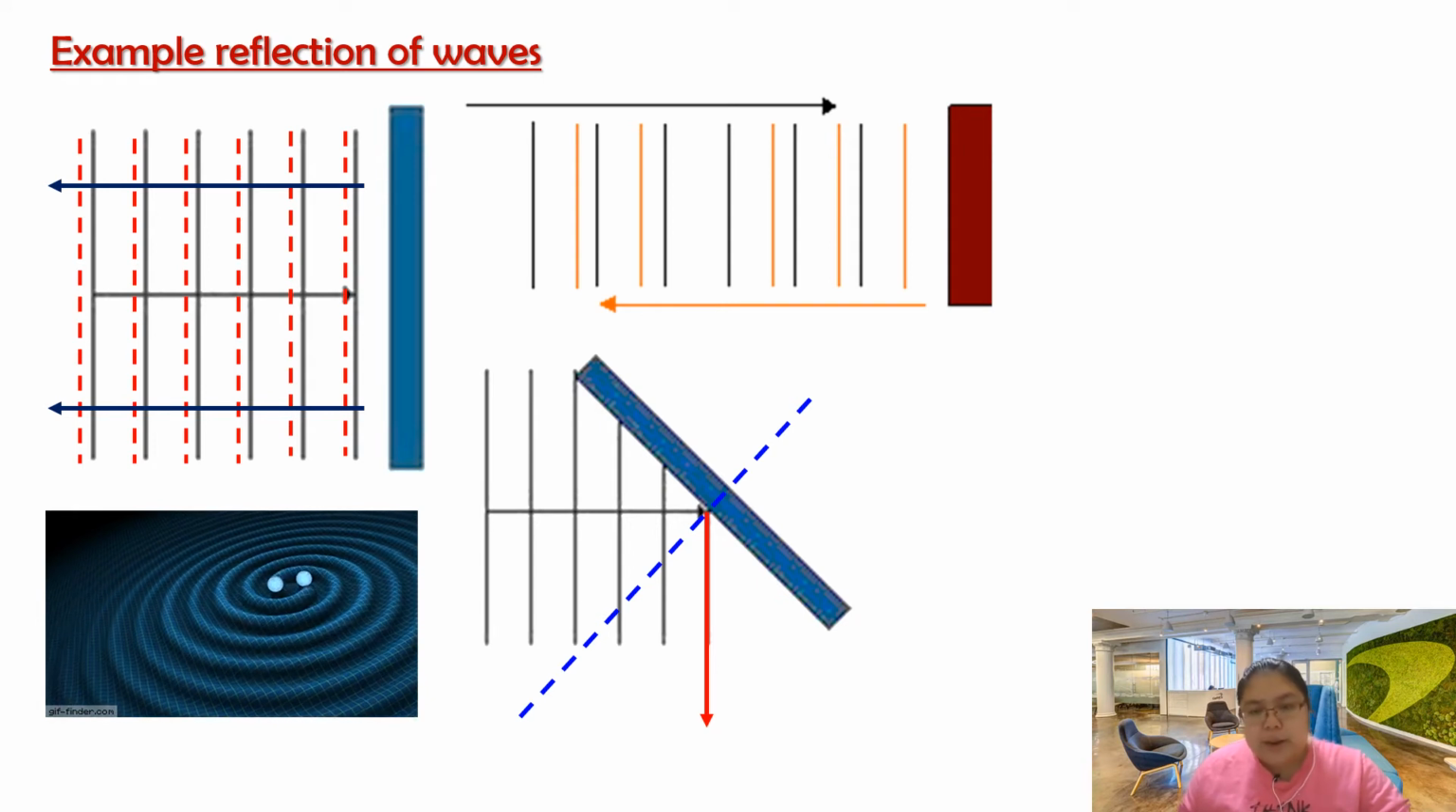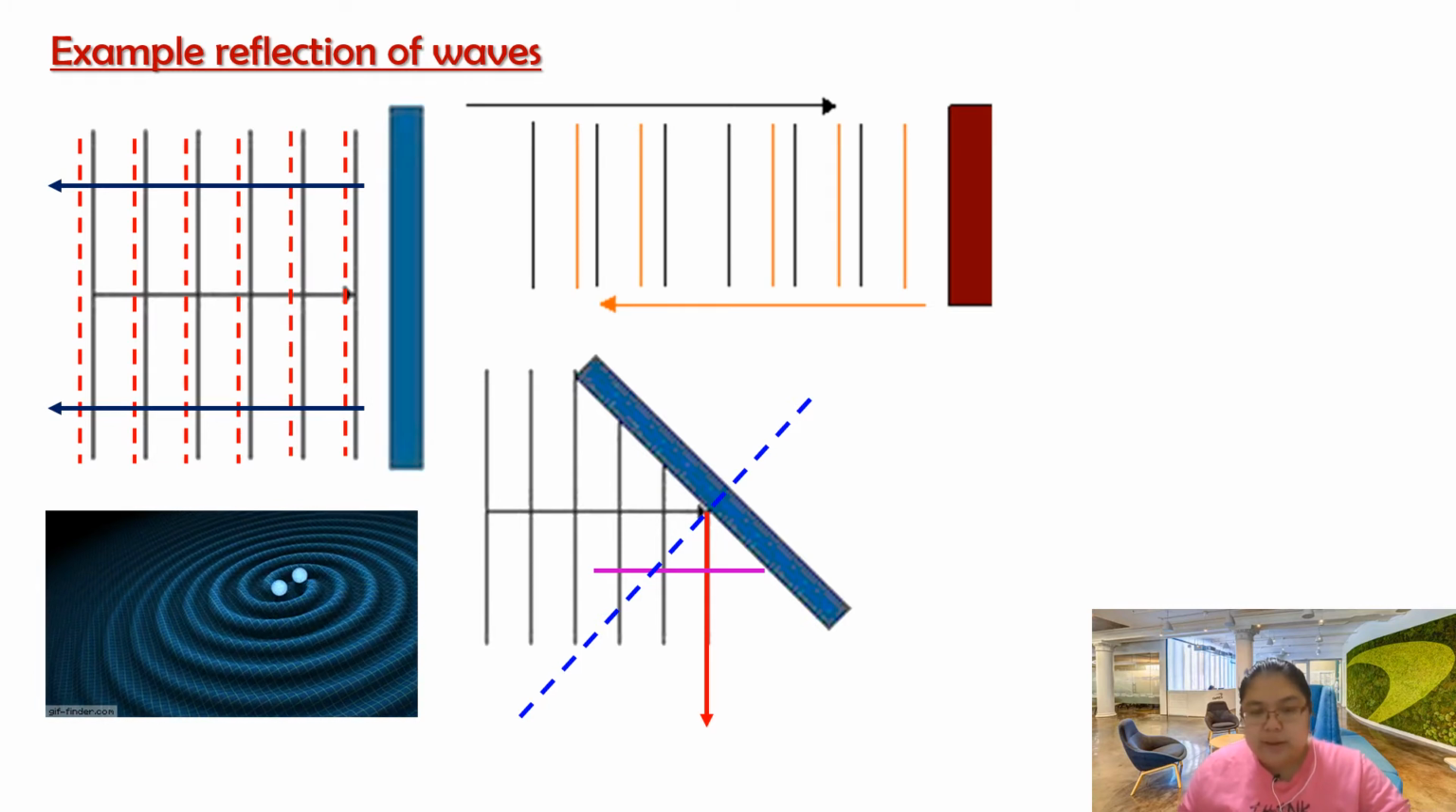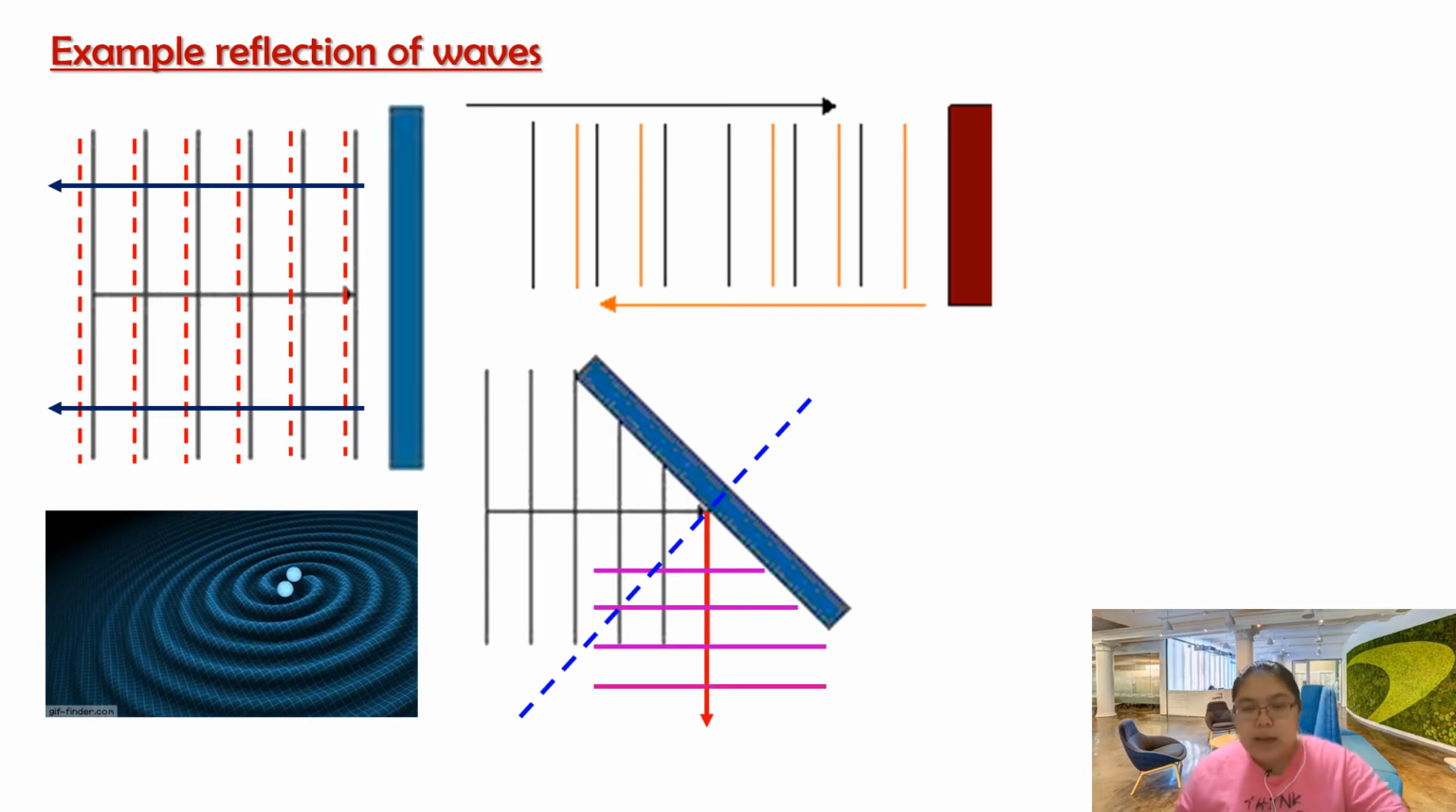Last part, we need to draw the wave pattern. The wave pattern must be 90 degrees with this red line. So first, you draw perpendicular to the red line, the refraction of the wave. Then you continue and make sure the lambda is the same as the original. Then the second, third, and fourth. So this is an example of how we draw the refraction of the wave.